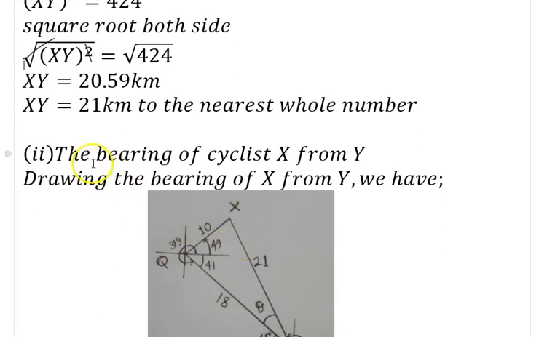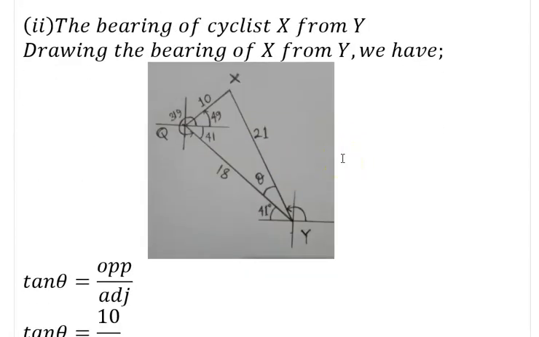Now the next question: the bearing of cyclist S from Y. The bearing of this cyclist S from this Y. All the information here we've been able to get. These are the distances: 18, 10, 18, 21. We've been able to iron this out now. 49 degrees that it's travelled. Beautiful. Now let's try and clarify some things.